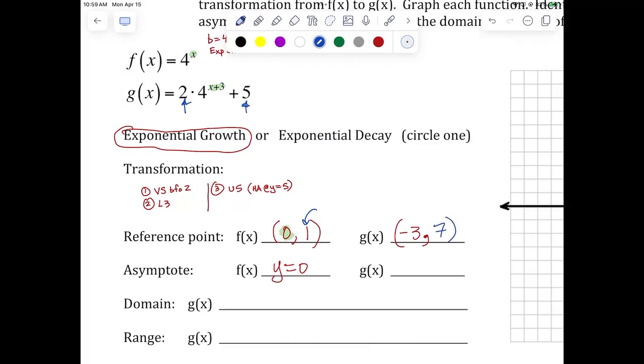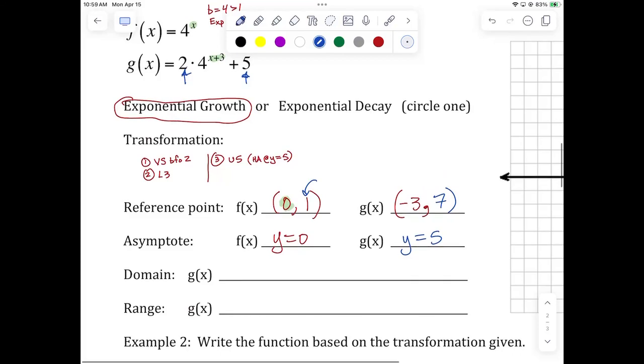Guess where your new reference point went? Negative 3, 7. We've done that before, right? Just with different functions. The horizontal piece takes care of the x, and the vertical piece takes care of the y. All right, what happened to the asymptote? We already did that. It's at y equals 5.